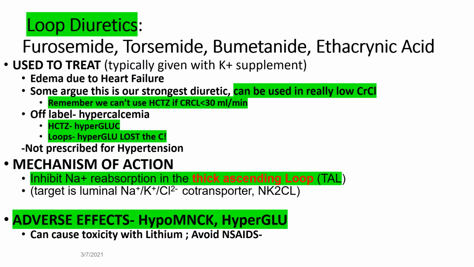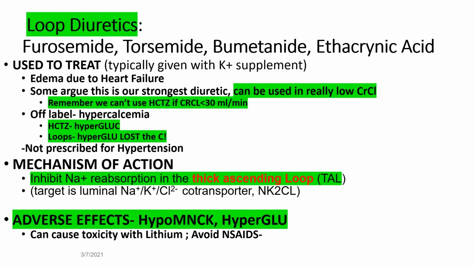Then we have loop diuretics. Loop diuretics, we know the mnemonic for this one, and these can be used in really low creatinine clearance as well, whereas hydrochlorothiazides are ineffective if the creatinine clearance is less than 30. For hydrochlorothiazides, the adverse effect is hyperglycemia. For the loops, it is hypocalcemia. All right, it has lost the calcium. So these drugs can also be used for hypercalcemia patients in which calcium is elevated.